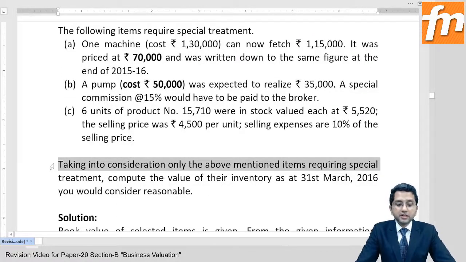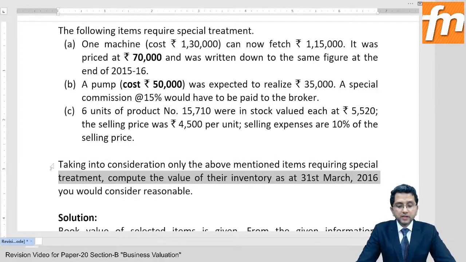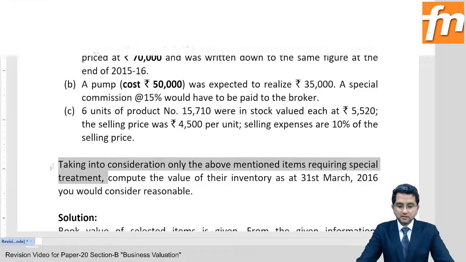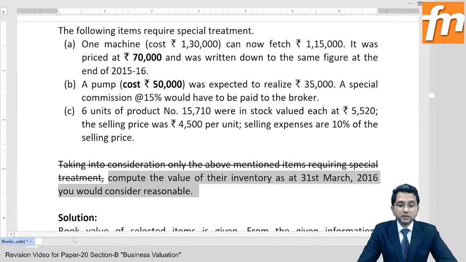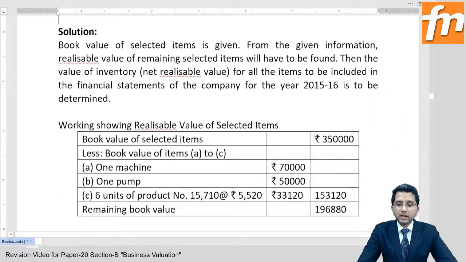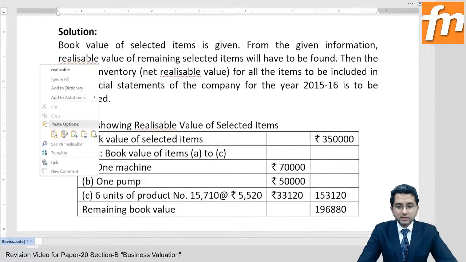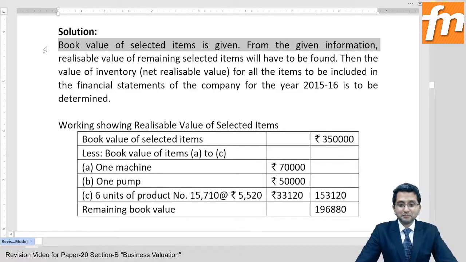So taking into consideration only the above mentioned items required special treatment. Compute the value of their inventory as at 31st March 2016. You would consider reasonable. So orally I have solved the entire question, and now I am going to solve it here step by step. Book value of selected items is given.